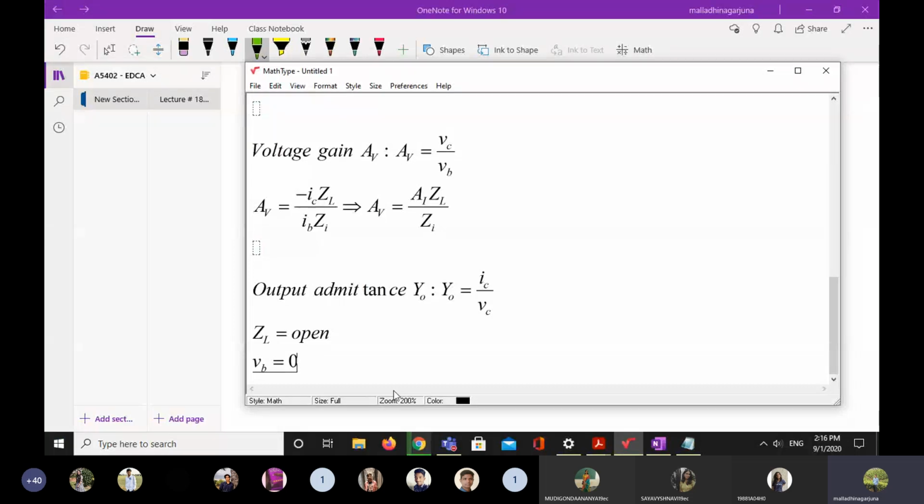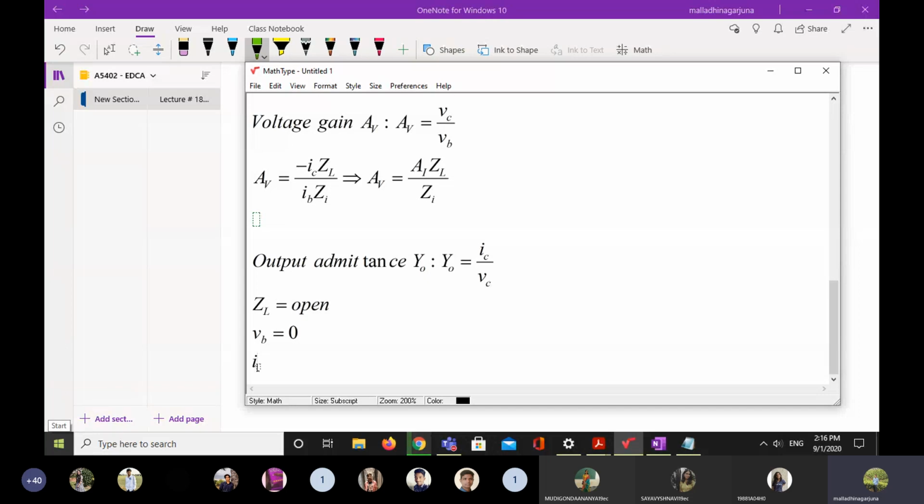Okay, so in these two, output current and output voltage, we have the output current equation directly. So for that, IC is equal to, what is the formula? HFE IB plus HOE into VC. This we know, the equation for IC. IC equal to HFE IB plus HOE into VC. This is the output equation. We know the output current equation.